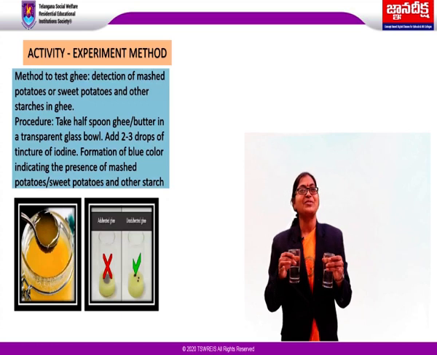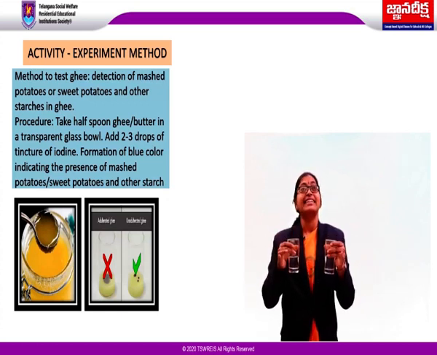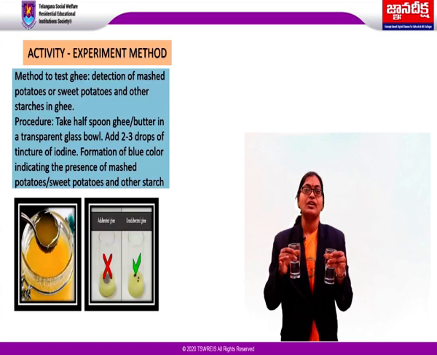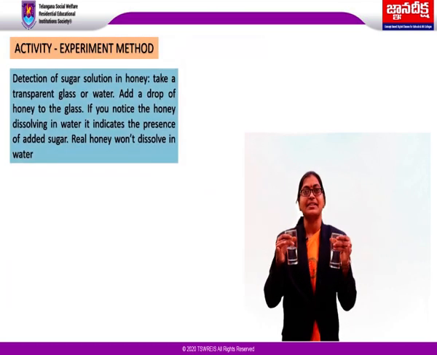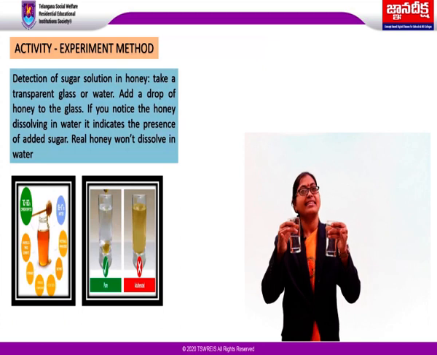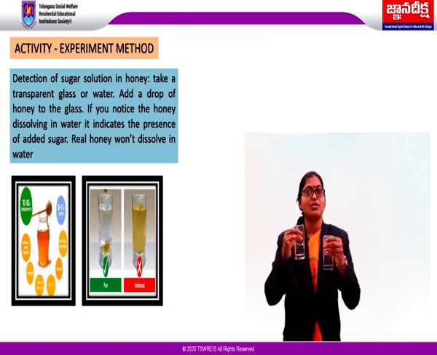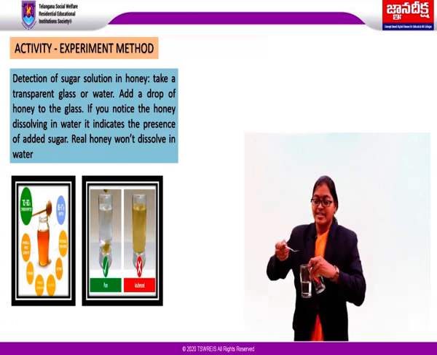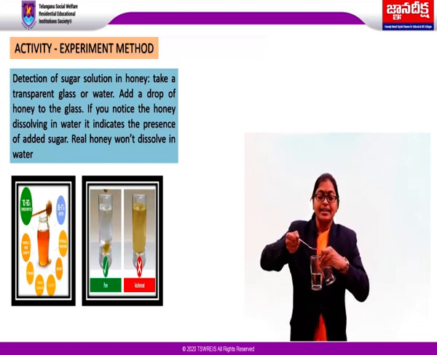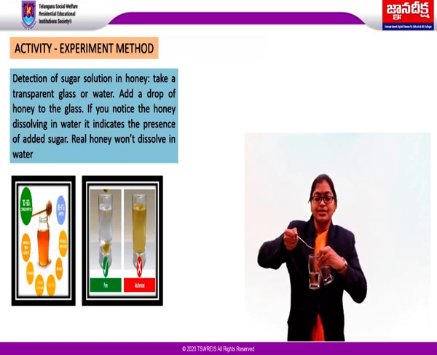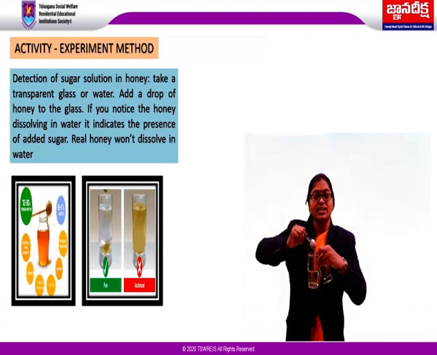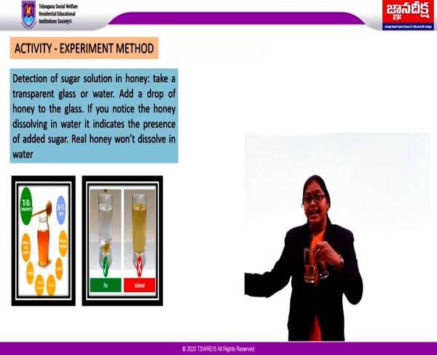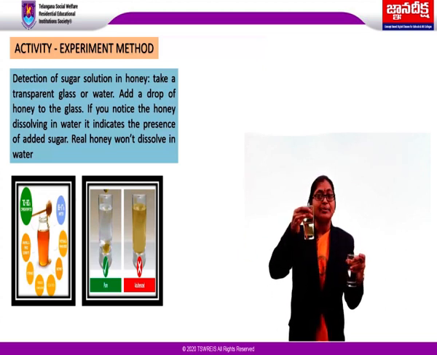Now children, we are going to do another experiment: detection of sugar solution in honey. So for this, what is the method? Take a transparent glass of water and add a few drops of honey. Now I am going to add honey in two transparent glasses. See children, when I add the honey into the water of the glass, it immediately dissolves in the water. So it indicates adulterated honey.